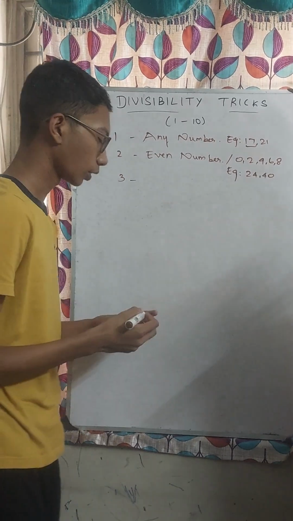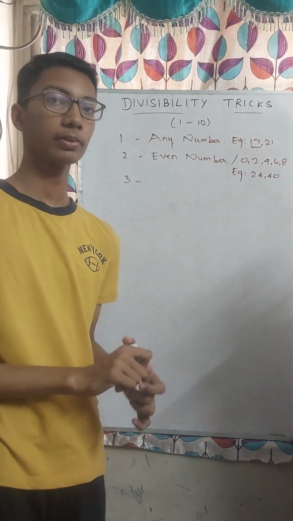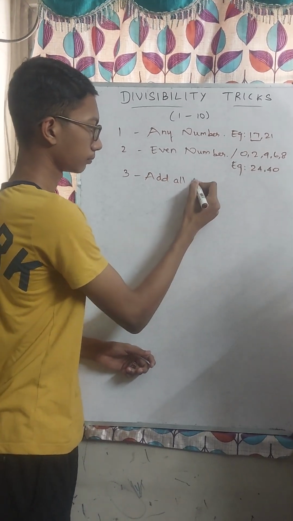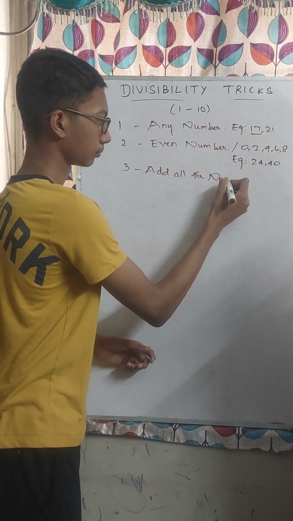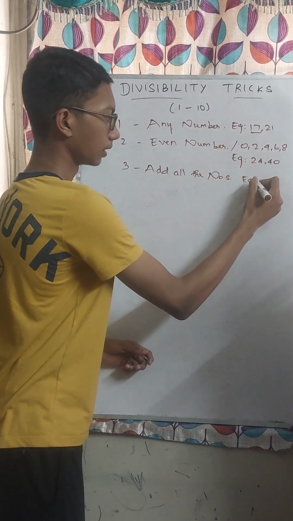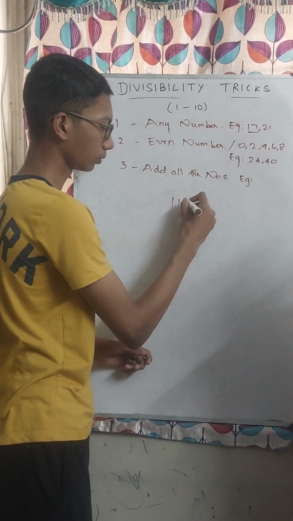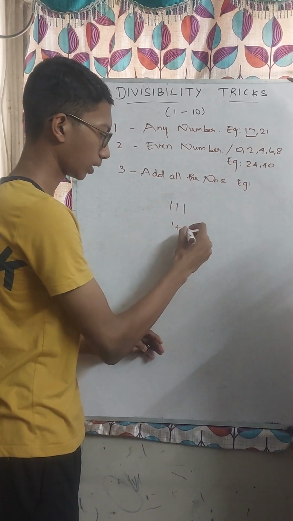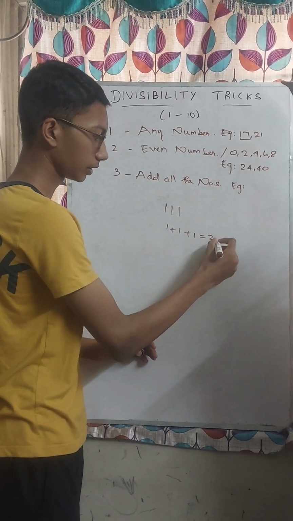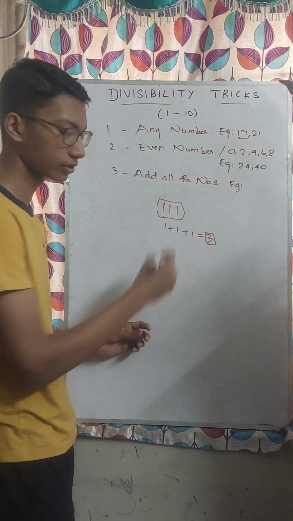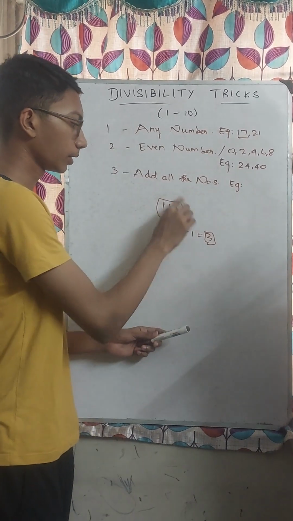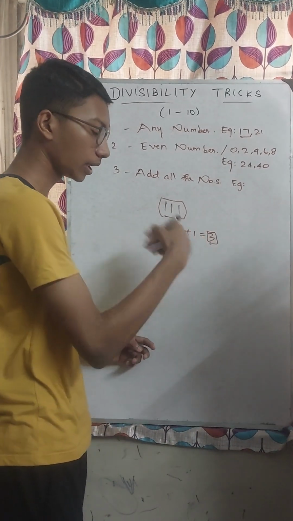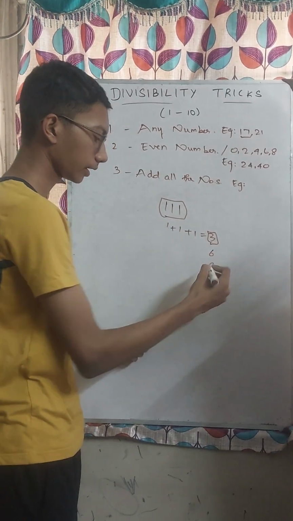For 3. Now here this will be very helpful for you. The divisibility trick for 3 is just add all the numbers. Example, let's say we have a number like 111. If we add all these numbers separately, that is 1 plus 1 plus 1, we get 3. Since 3 is divisible by 3, this number is also divisible by 3. The thing is, the result of this can not only be 3, it can also be any number divisible by 3 like 6, 9, etc.